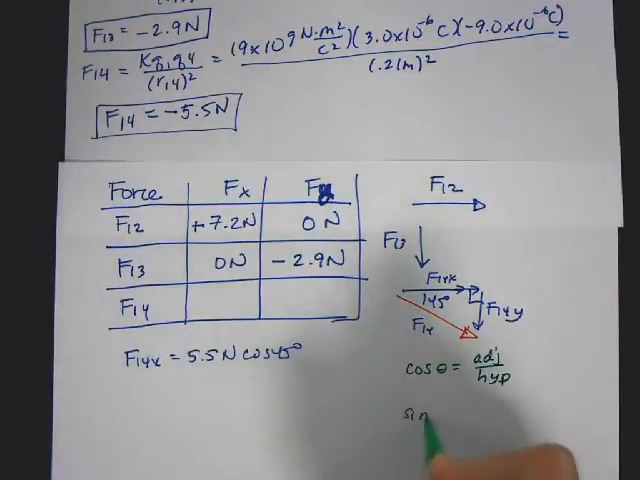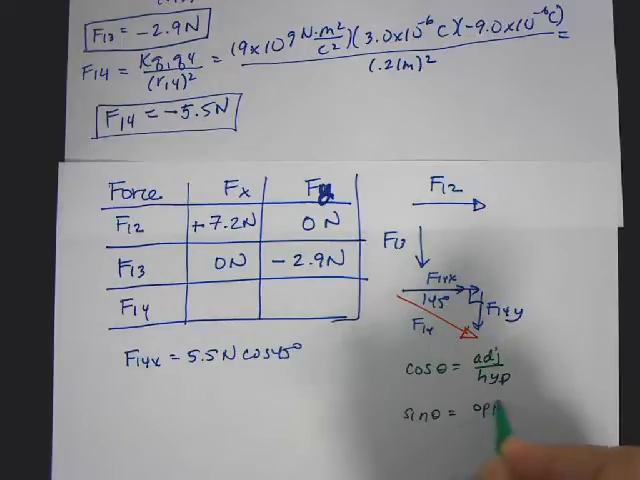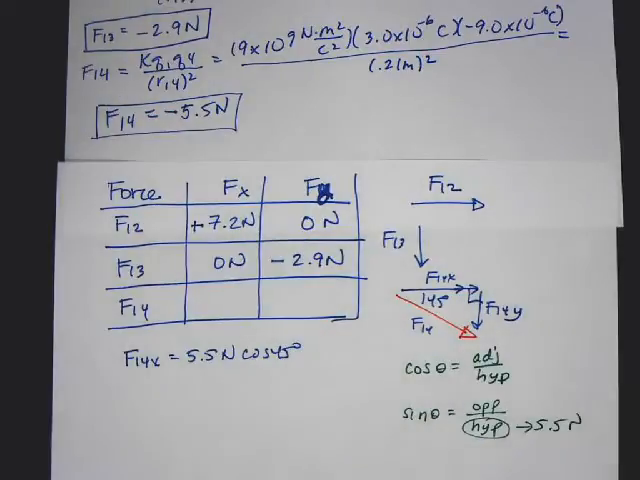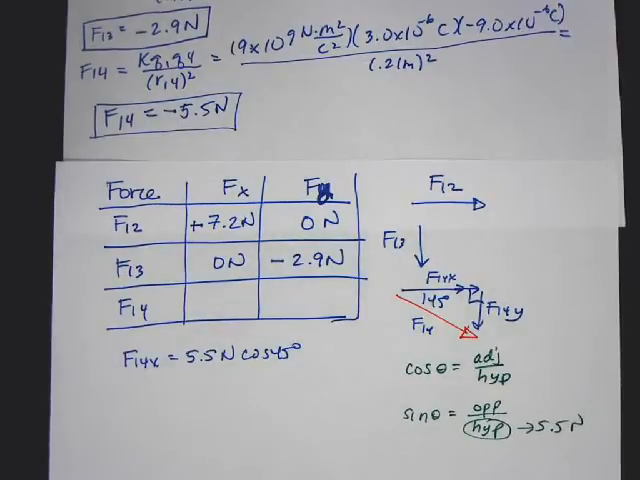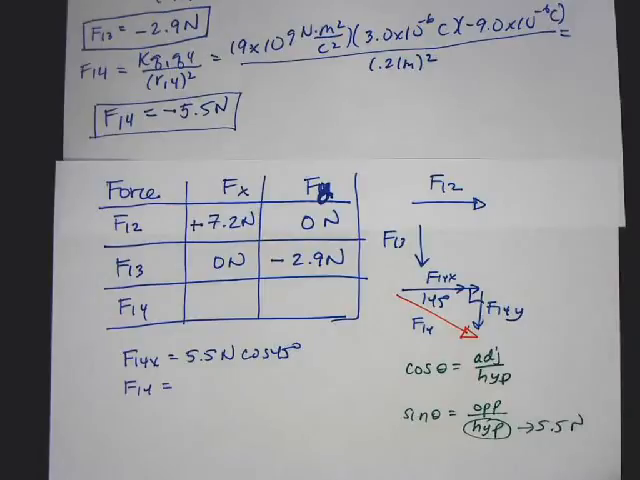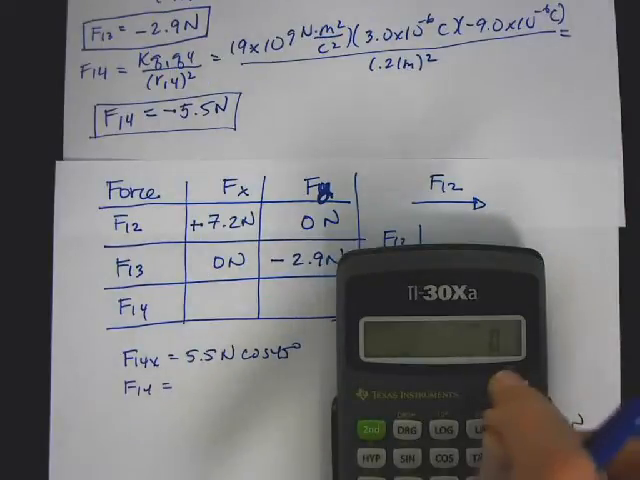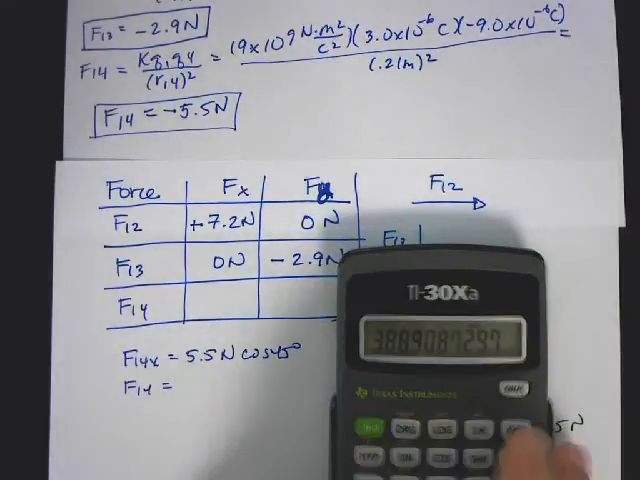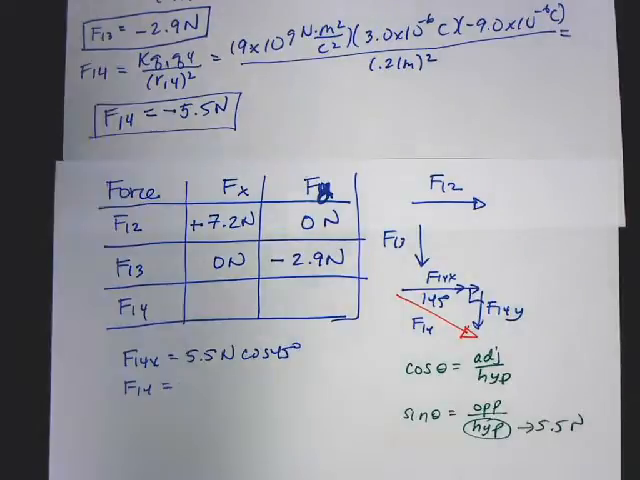So F14X, I can say 5.5 times cosine of 45 equals, and it comes out to be 3.9. Now, if I want, I can do it again, but since it's an isosceles triangle, it's going to be the same thing. But I'll go ahead and write it out. F14Y is 5.5 newtons times the sine of 45 degrees. So this comes out to be also 3.9 newtons.